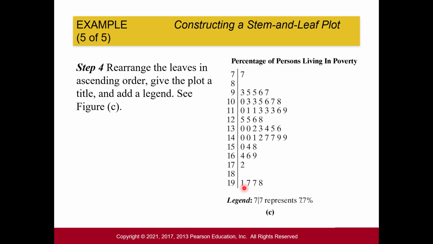For 8 and 18, notice they don't have any leaf, so there were no values on our table for 8 point anything or 18 point anything, because if it was going to be like 8.0, it would have had a 0. Notice we have 10.0, which is a 0 leaf. And so just the legend here: 7, then our vertical line, then 7 represents 7.7%.